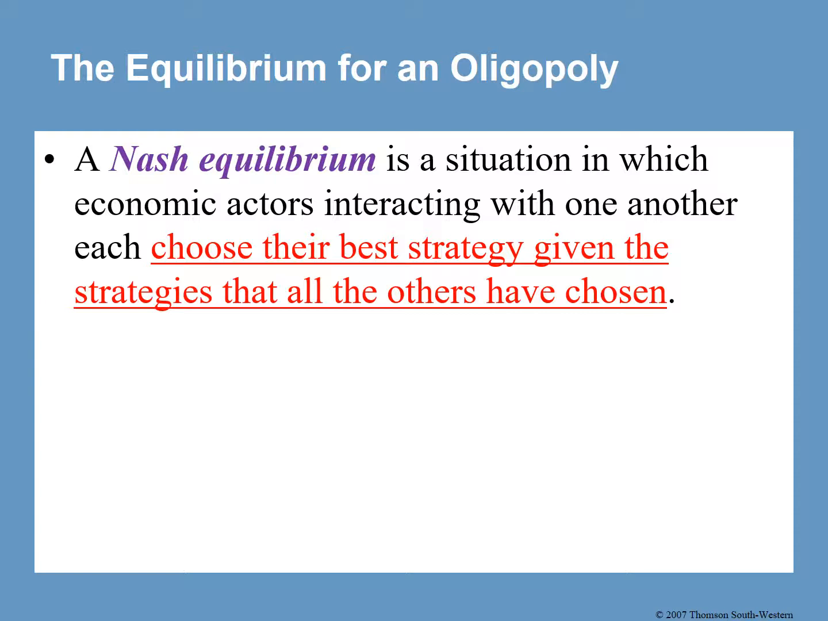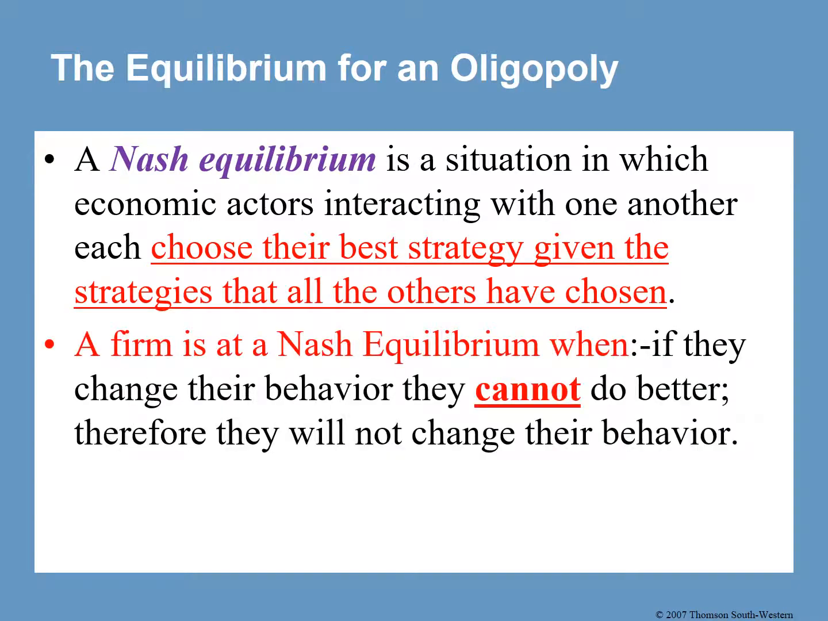John Nash came up with this suggestion that economic actors who interact with one another, so firms that are competing with one another, will choose their best strategy given the strategies that all the others have chosen. So I will base my actions on what other people have done. Okay? What other people are going to do.